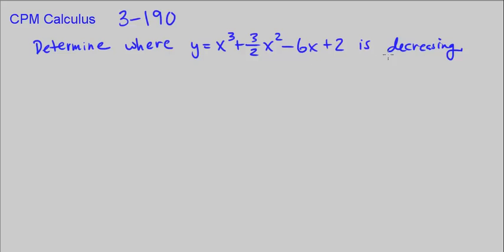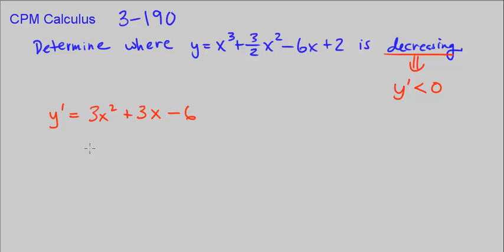Well, we know that wherever it's decreasing, this would mean the derivative is negative, right? So that is going to be where we get our help from. So let's find the derivative. The slope function y prime is equal to 3x squared. I'm using the power rule. Bring down that 2. 2 times 3/2 is 3x minus 6. Okay? That's the slope function.